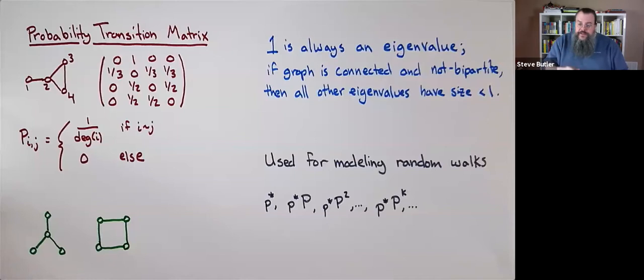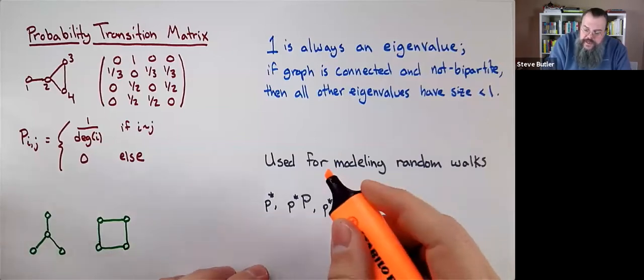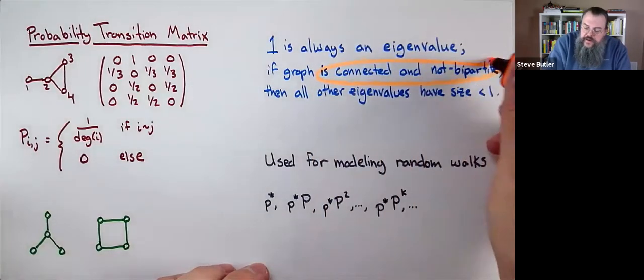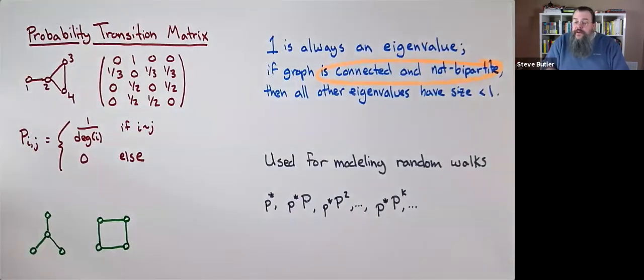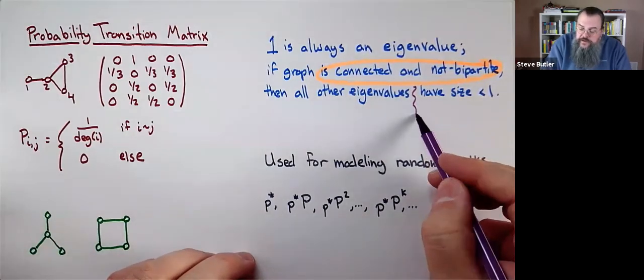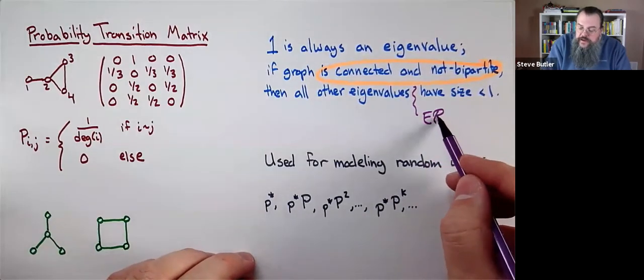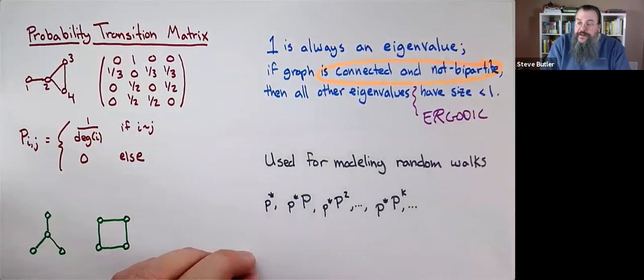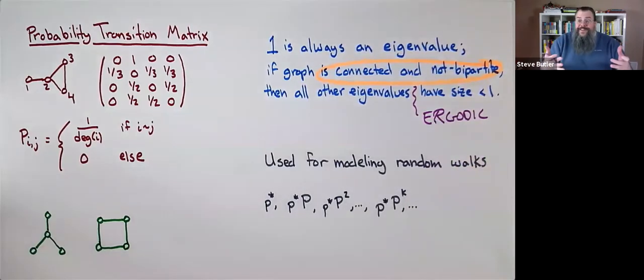And if you make an assumption, namely you have connected and not bipartite, then all the other eigenvalues have size smaller than 1. Now, connected and not bipartite is just a really fun way of saying ergodic. And another way to say that is you can mix really well. So whenever we talk about ergodic things, it's like, oh, this has the potential to mix. Now, I use the phrase really well.